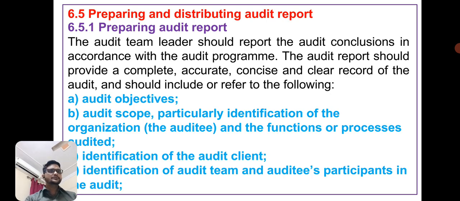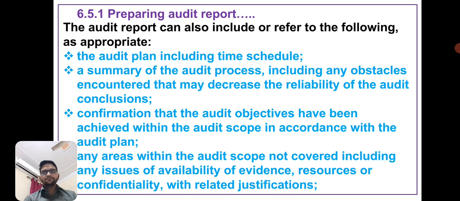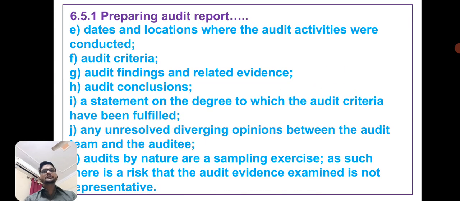During the preparation of the audit report, the audit conclusion in accordance with the audit program, the audit report should provide a complete, accurate, concise, and clear record of the audit. That includes the following: audit objectives, audit scope, and organizations and functions or processes that are audited, identification of the audit clients, identification of the team, auditees, participants in the audit, and dates and location where audit activities are done, and audit criteria, audit findings, and audit conclusion, statement on the degree to which audit criteria have been fulfilled, audit nature by sampling or exercise, and any unresolved diverging opinion between the audit team and auditees.